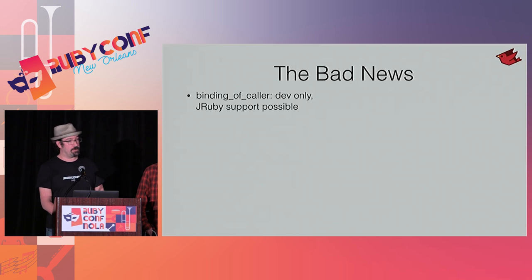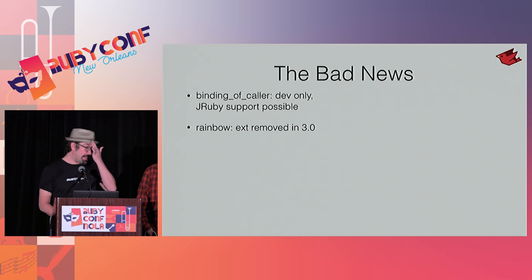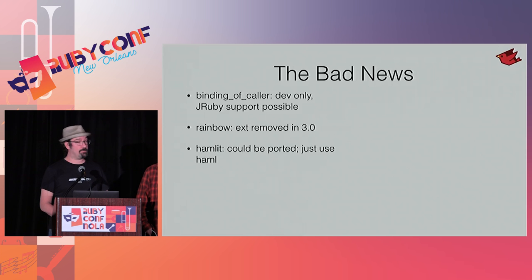Binding of caller was only in development time, so that's not a huge deal. It's possible to support this in JRuby in development mode, but we haven't gotten that out yet. The Rainbow library had an extension, but the unreleased 3.0 version no longer has the extension. So as soon as this is updated and that's released, Rainbow's not a problem anymore. Hamlit is a native Haml parser. You could just use Haml here and it would probably run just as well on JRuby.